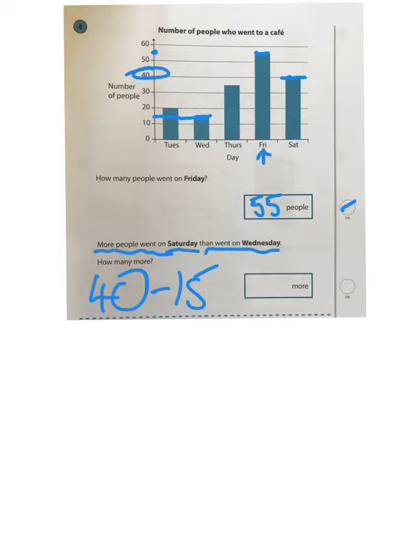How many people went on Saturday? How many more people went on Saturday than went on Wednesday? So now we've got a bit of a takeaway sum. Because what it's asking us is what's the difference between this one and this one? This one's easy, it lands on the line. How many people went on Saturday? 40. How many people went on Wednesday? 15. Take away 15, what's the answer? 25. Highlight the box if you got it wrong.